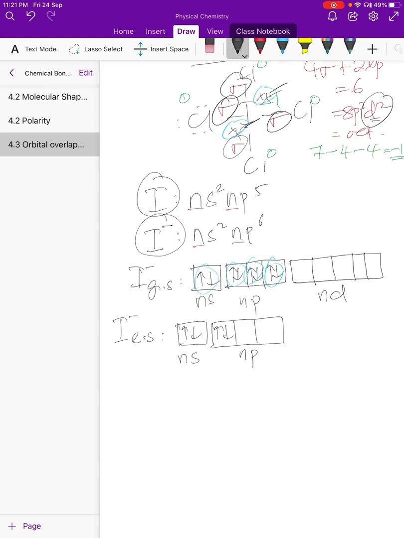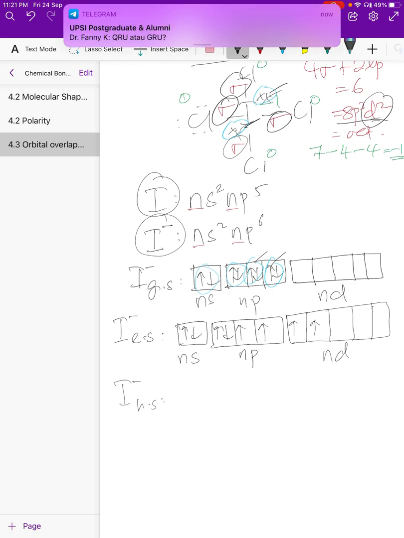What happens after we excite the electrons? If I excite from here, remaining 1. If I excite from here, remaining 1. Where do we excite them? We excite them to the d orbital. We excite here and here. Okay, and now it makes sense. I negative at hybrid state. We have to mix s with 3p and 2d. So total there will be 3, 4, 5, 6 orbitals.